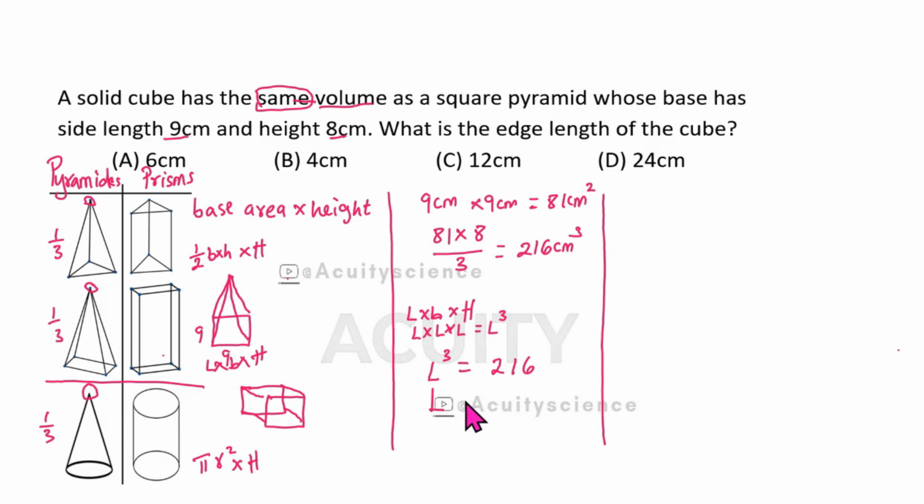We find the cube root of both sides, and then we have this 216. That's the cube root. All right. Now the cube root of 216 is 6 cm.